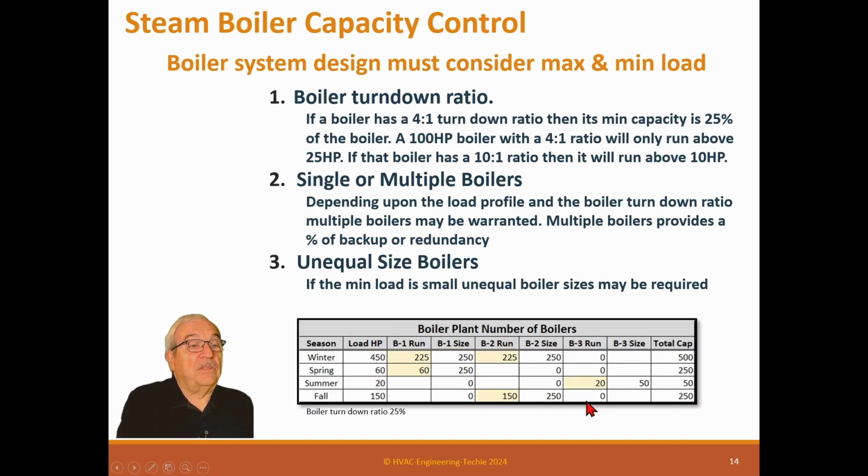Well, the different thing you would do is you would have two boilers at 250 and one at 50 horsepower. So then during the winter, you'd run two of the boilers, the two big boilers. During the spring, you would run one of the big boilers, and it would meet your turn-down ratio. And during the summer, you'd run the small boiler, which this would be within its turn-down ratio. So that's how you would do that, by unequal-sized boilers. And then for the fall, you'd run one of the 250s at a good turn-down ratio.